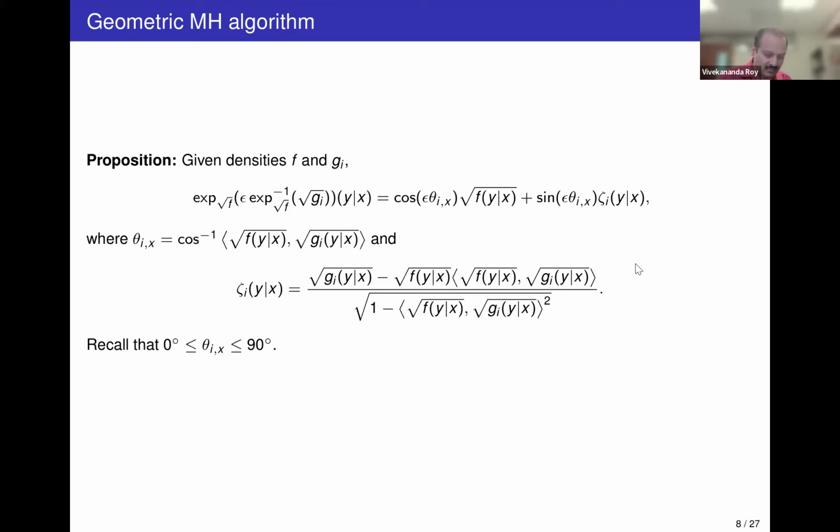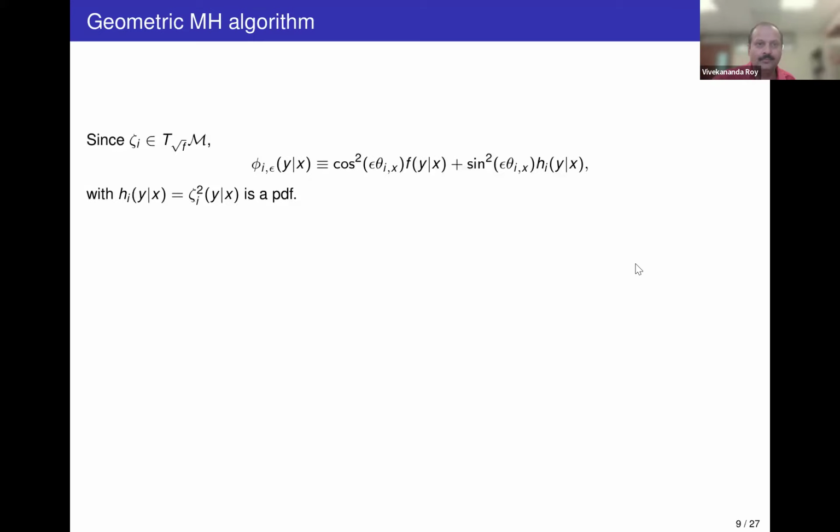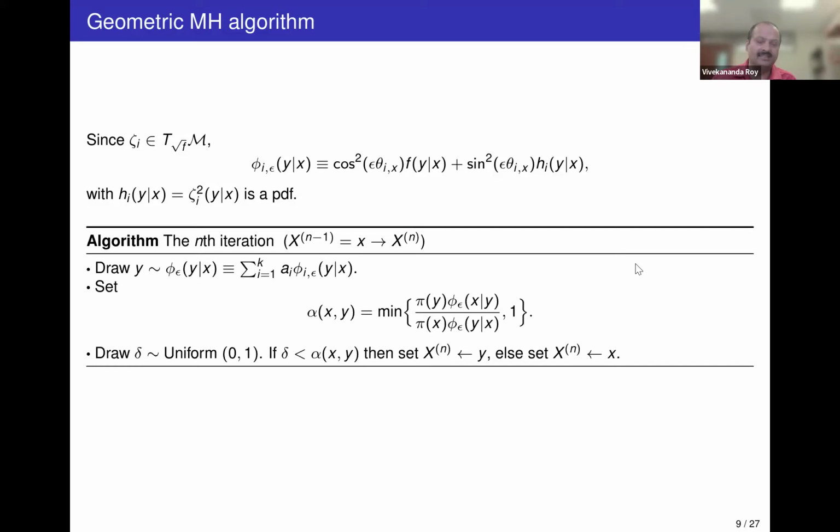If the angle is 0, that means the two densities are exactly the same. And the maximum it can take is 90 degrees. And squaring it, this is what I'm taking as my proposal density for the ith direction. And you can see it has a simple mixture structure. And this is the geometric MH algorithm.